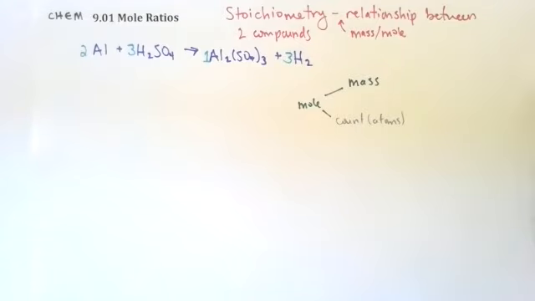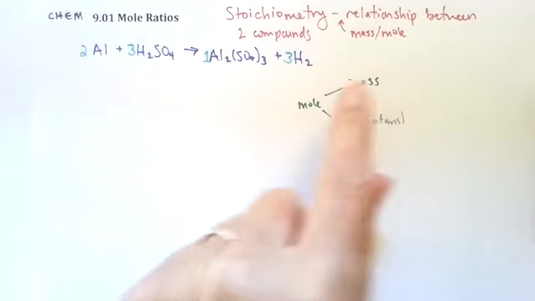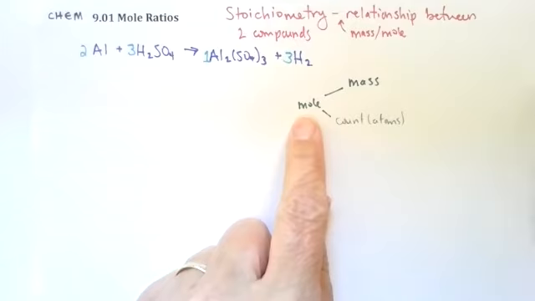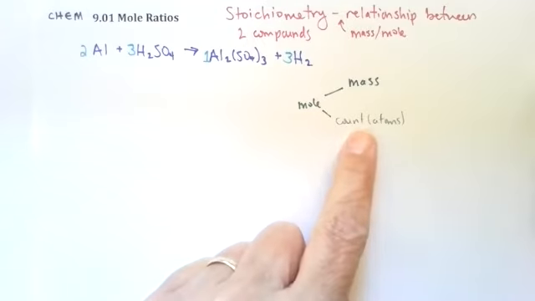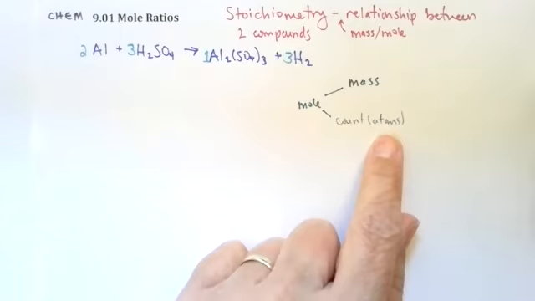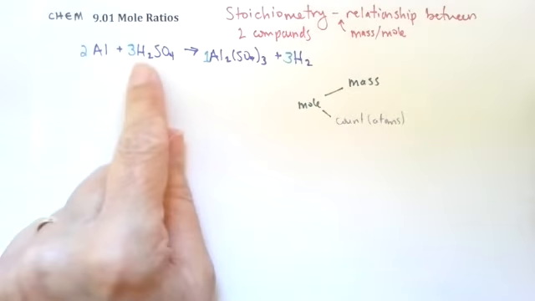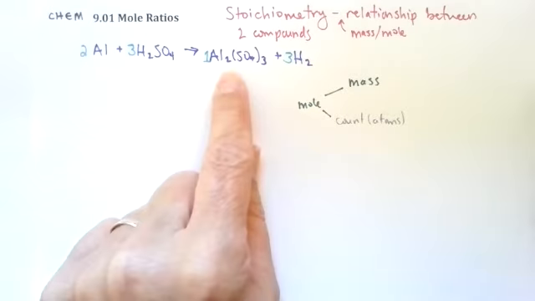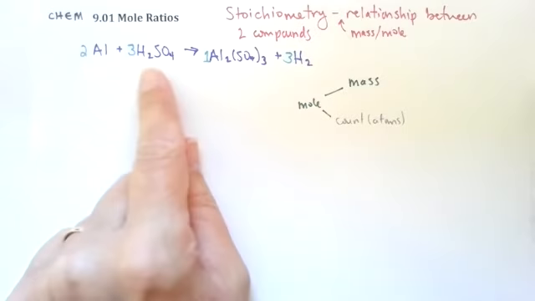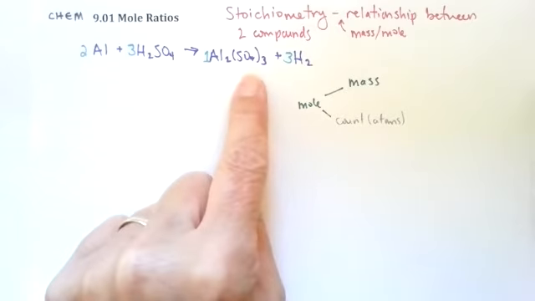So if we were looking at aluminum sulfate and I had the mass of that, I could convert that to the moles and I could find out how many atoms. Actually, in this case, it would be molecules. Well, what if I want to compare my sulfuric acid to my aluminum sulfate? Now I have two different compounds.